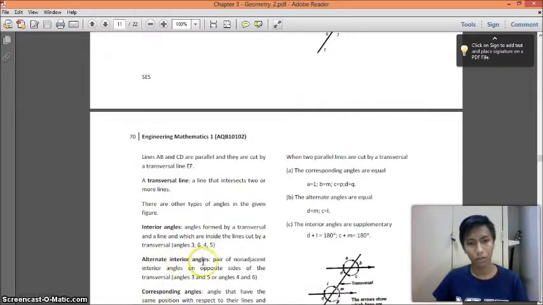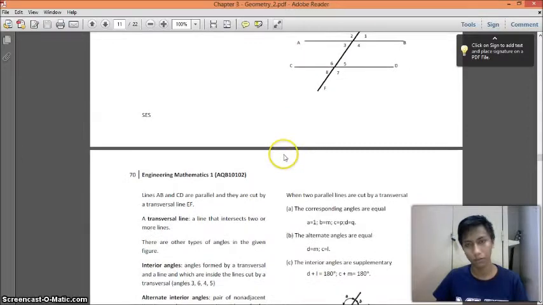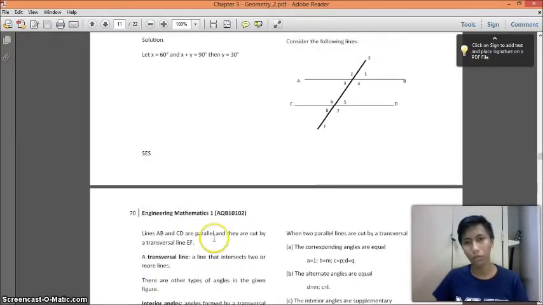Next one, alternate interior angles. A pair of non-adjacent interior angles on opposite sides of the transversal. The alternate interior angles will be 3, 5 and 4, 6. They are still in the interior, but opposite to each other, like 3 and 5, 6 and 4. This is the Z-shaped property, just like on the first page. As you can see from here, there is a Z shape. Let's say the angle at 3 is 70, therefore the angle at 5 will be 70 also. Same goes for angles 6 and 4. Both will be the same amount.